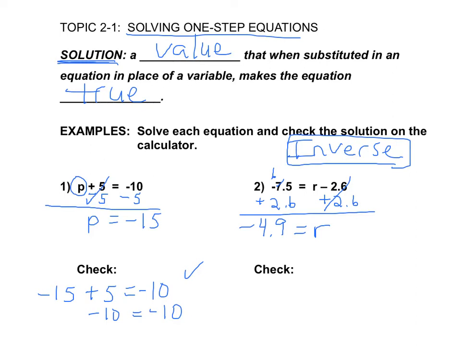So I'm going to double check. I write negative 7.5 is equal to r. R I said is negative 4.9 minus 2.6. So if we check that on our calculator, we're going to do keep, change on the right. So keep that, change that to adding, change that to a negative. So when I add that together, I should get negative 7.5 on both sides. So if you do that, you get a check mark, and so it's true.